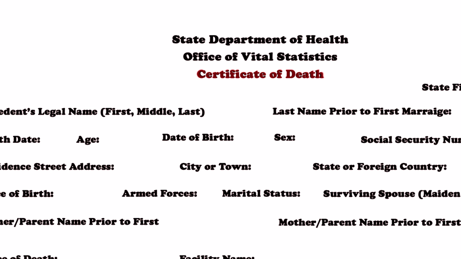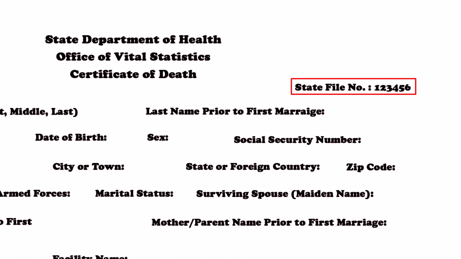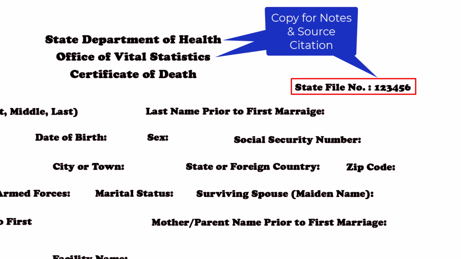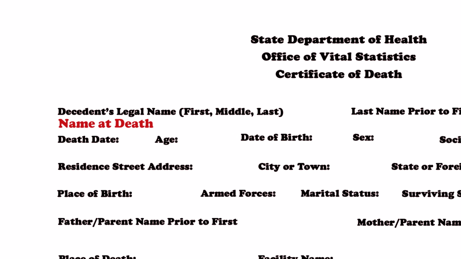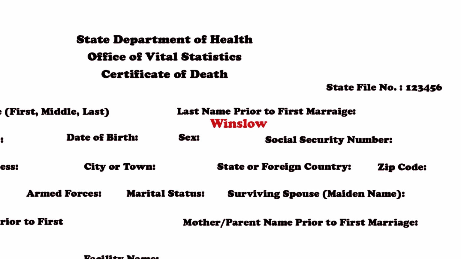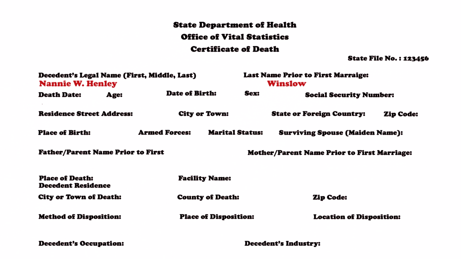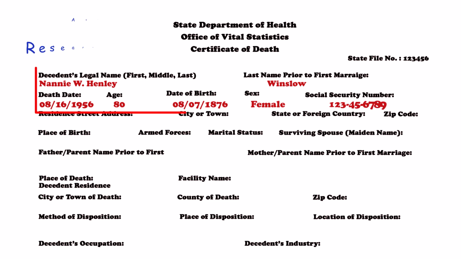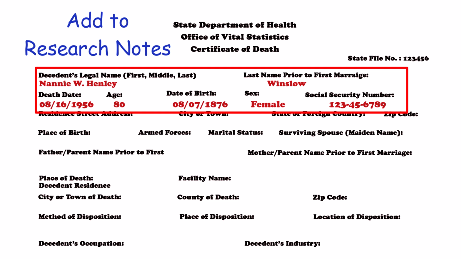And then right after that, the first section is going to be about the person who died. Now, also keep in mind that you want to record this state file number, whatever the record number is, and add it to your research notes. Now, you're going to have the decedent's legal name, and here we have the last name prior to first marriage. That's kind of a modern day thing. It used to say maiden name. Here we have the death date, age, date of birth, in this case 1876, she's female, and a Social Security number. All of this information is important to add to your research notes.